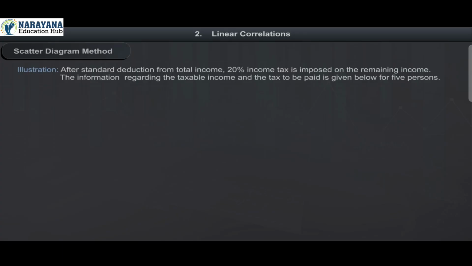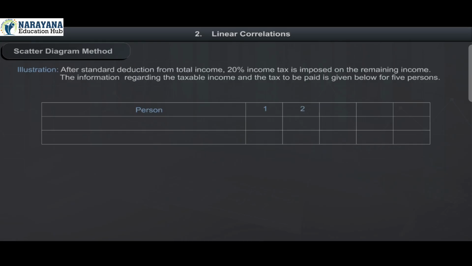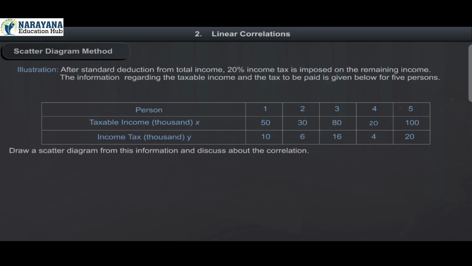Illustration. After standard deduction from total income, 20% income tax is imposed on the remaining income. The information regarding the taxable income and the tax to be paid is given below for 5 persons. Person 1, 2, 3, 4, 5. Taxable income in 1000, x: 50, 30, 80, 20, 100. Income tax in 1000, y: 10, 6, 16, 4, 20. Draw a scatter diagram for this information and discuss the correlation.